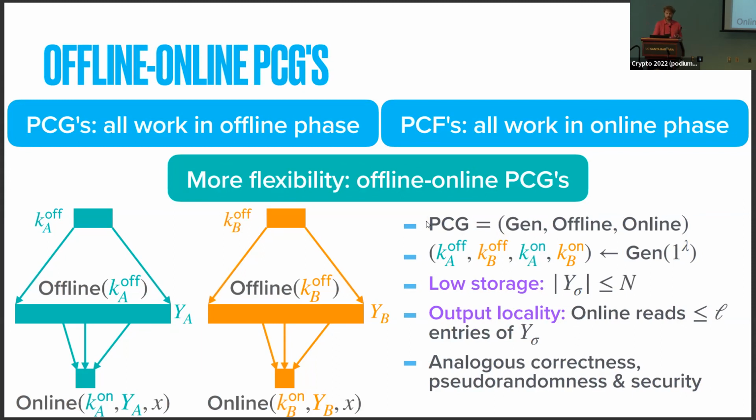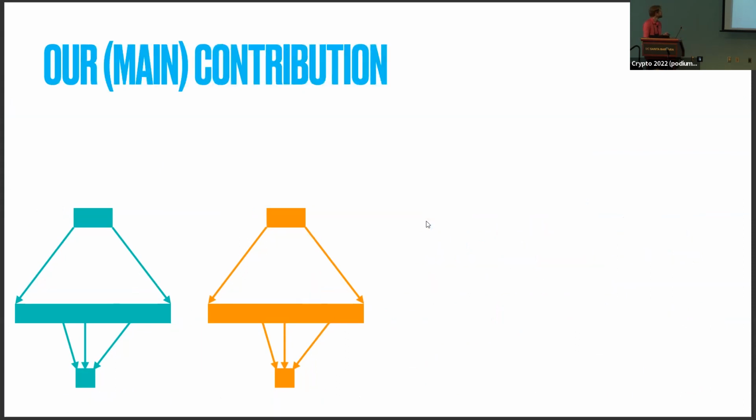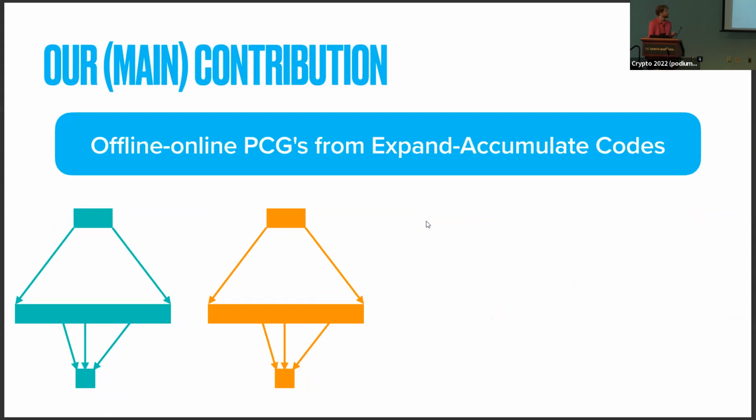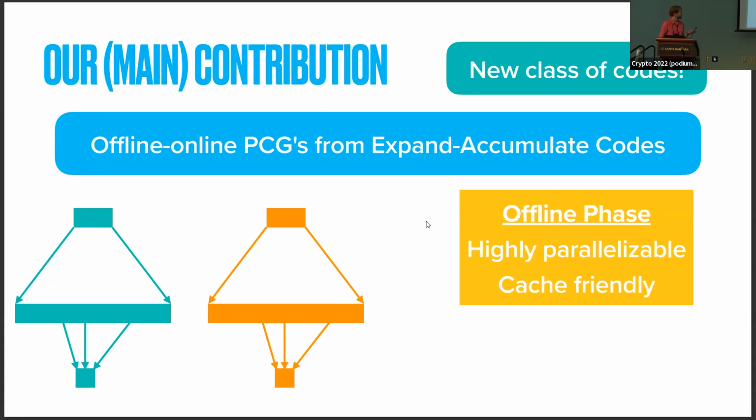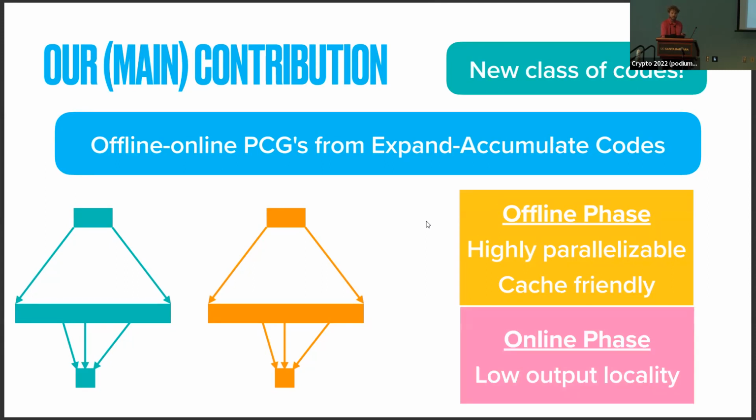Great, so our main contribution, I suppose I should say, is a construction of an offline-online PCG from a new class of codes, which we term expand accumulate codes. So if you're wondering why this talk appears in the coding theory session, this is the answer. And what are the nice features of our construction? The offline phase has nice efficiency properties. In particular, it's highly parallelizable and also cache friendly. Hopefully I'll be able to convince you of these properties as I explain the codes. And furthermore, the online phase has this low output locality that I promised.